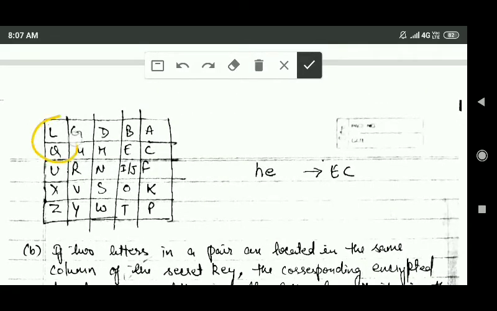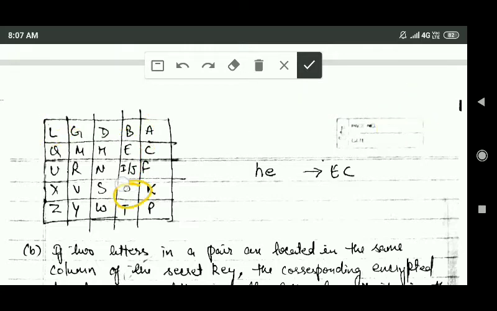Now see, we have to encrypt this pair LO, right? L and O are neither in the same row nor in the same column. So L will be encrypted to a letter which is in its row, but in the column in which the other letter of the pair is. So L will be encrypted into B, because B is in the same row in which L is, and it is in the column in which the other letter of the pair, O, is, right? So L will be encrypted to B.